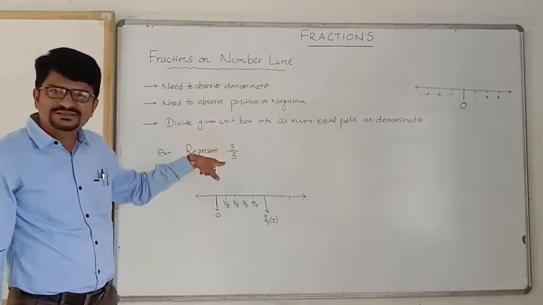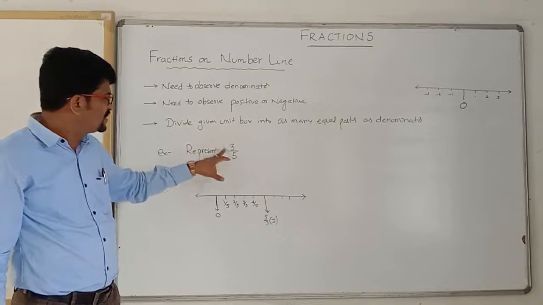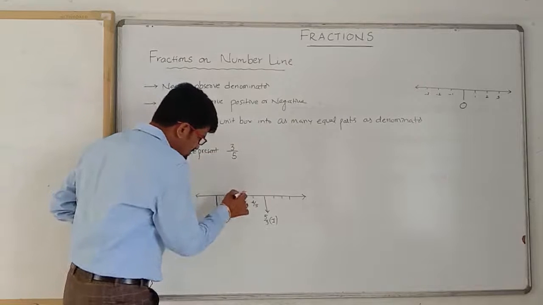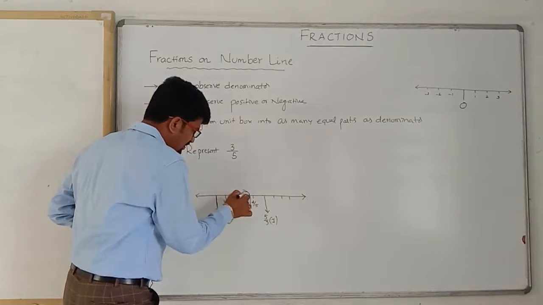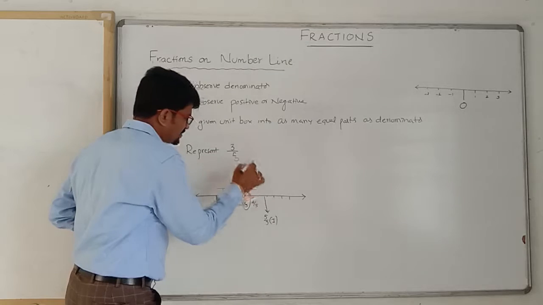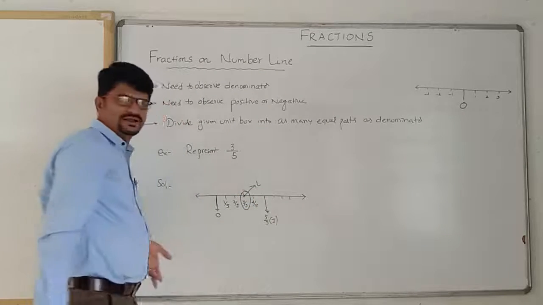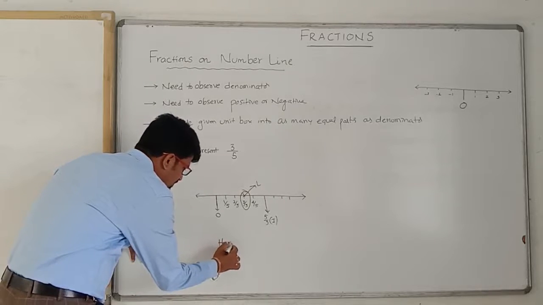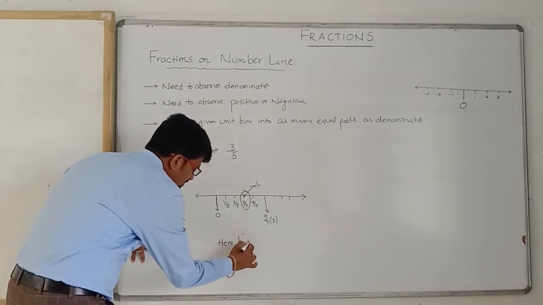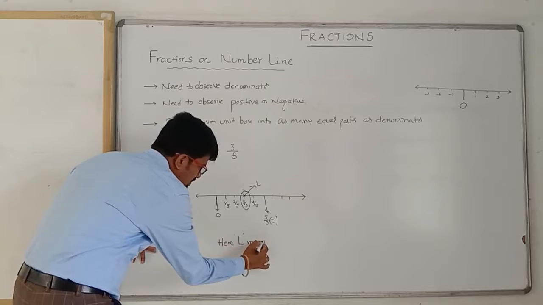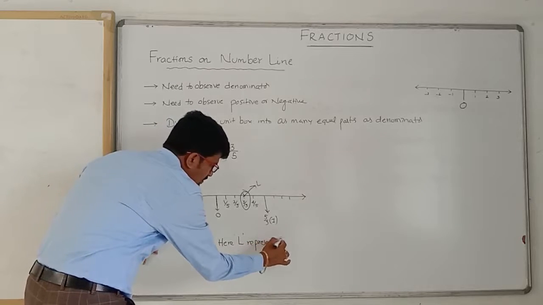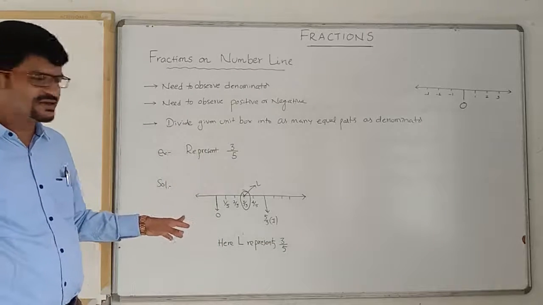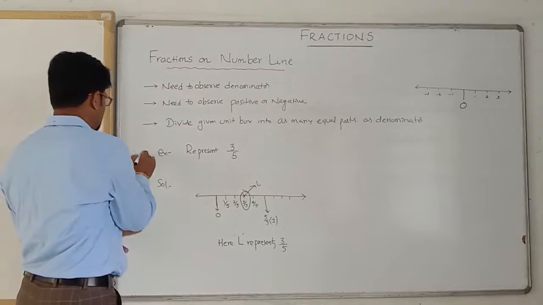Now what fraction did we need here? 3 by 5. 3 by 5 means where is it? Here. You can mark it as 3 by 5. Here you can write your name, L. Therefore, L represents 3 by 5. Am I right, children? Clear? Very good. This is example 1.